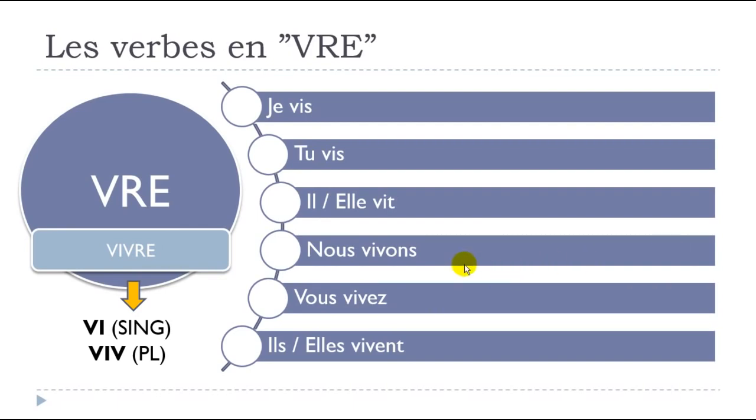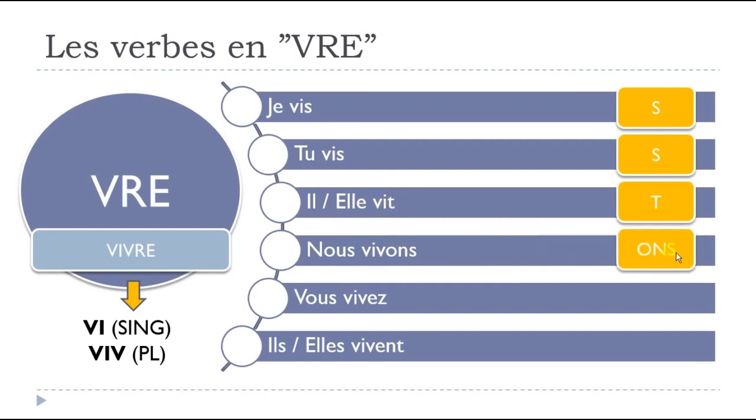Okay, so let's see now the endings. Remember, for je it's S, for tu S, and for il T. So this is the reason why we get je vis, tu vis, il vit, elle vit. Okay? And then for nous, the ending is ONS. So you get nous vivons. Then EZ, vous vivez. And after that, ENT, ils vivent, elles vivent.